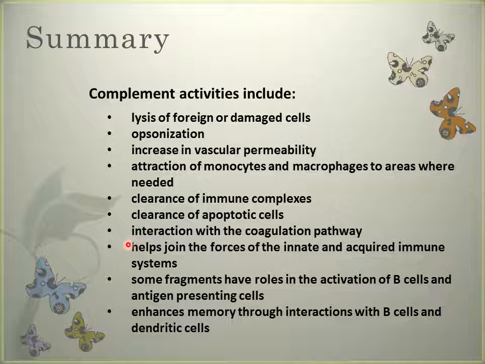It does have a segment that interacts and interplays with the coagulation pathway, blood clotting. It helps combine the forces of the innate and the acquired immune system. Some of these fragments have roles in the activation of B cells and antigen-presenting cells, so very important in especially the innate immune system, and especially important in the acquired immune system. It enhances memory through interactions with B cells and dendritic cells.